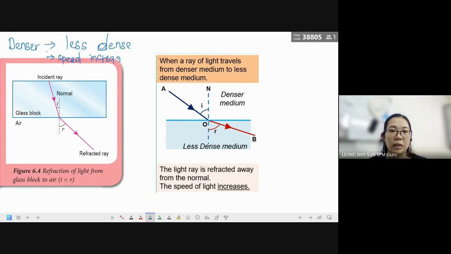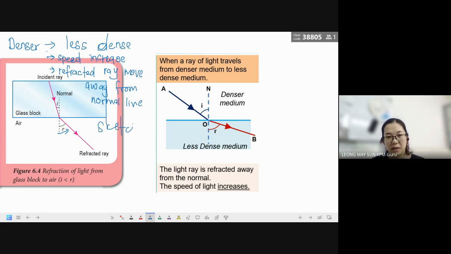I'll give you an analogy later for you to understand. The speed will increase, and another thing is that the refracted ray will move away from the normal. The refracted ray will move away from the normal line, so you would see that this one goes further away. If the question asks you to sketch, you can just sketch roughly moving away. You don't have to measure the incident and the refracted angle.